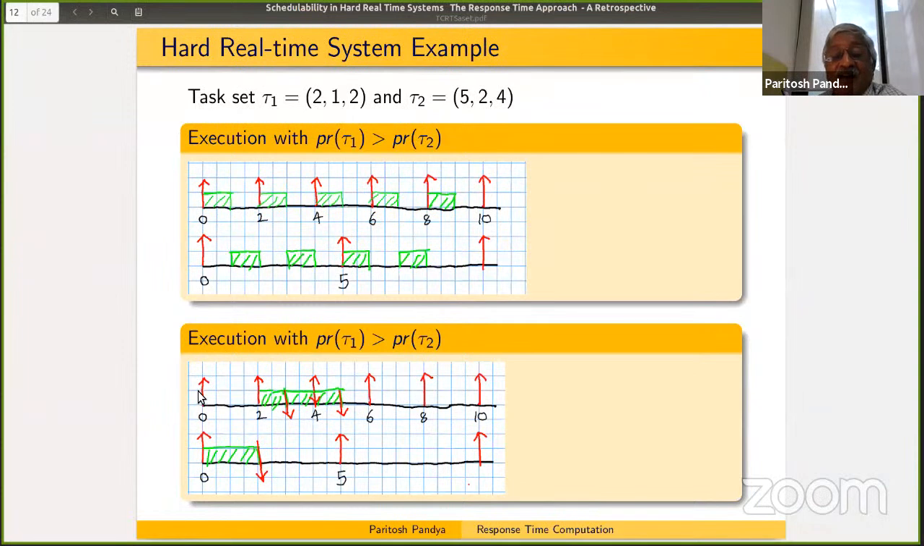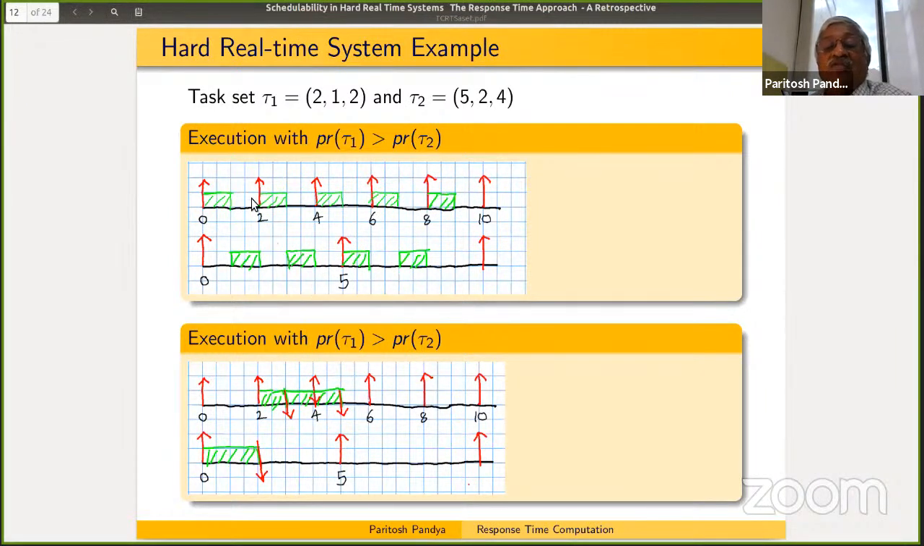And the first task, which had a deadline of 1 time unit, is missed because it doesn't get any CPU for the first 2 time units. So this is not a valid execution because some deadlines of the first task are getting missed. This was a valid execution because all the deadlines given here are being met. So the way you assign priorities to tasks affects the response of the task. And this is how systems execute.